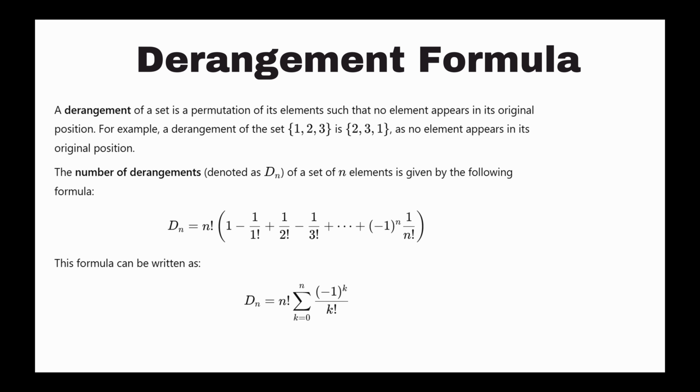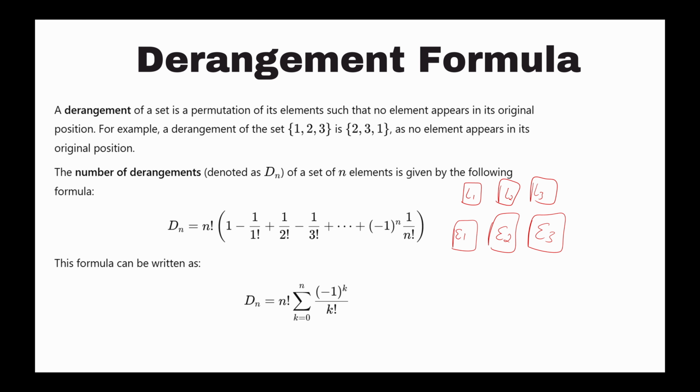Now let's look at another type of questions that they can ask. Derangement formula. Now what is derangement? Derangement means none of the correct elements goes in its correct position. Generally this type of questions they ask by giving the example of an envelope. Let's say I have three envelopes, envelope 1, envelope 2 and envelope 3, and I have three letters as well, letter 1, letter 2, letter 3.